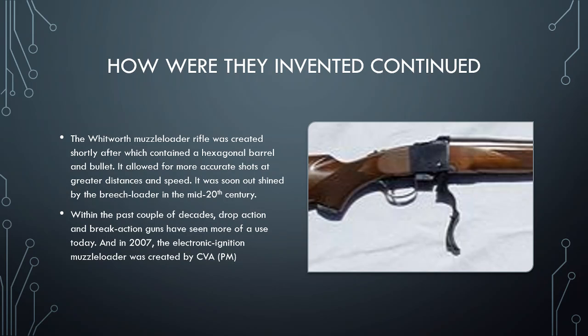How they were invented, continued. The Whitworth muzzle-loader rifle was created shortly after, which contained a hexagonal barrel and bullet. It allowed for more accurate shots at greater distances and speed. It was soon outshined by the breech loader in the mid-20th century. Within the past couple of decades, drop-action and break-action guns have seen more use today, and in 2007, the electronic ignition muzzleloader was created by CVA.